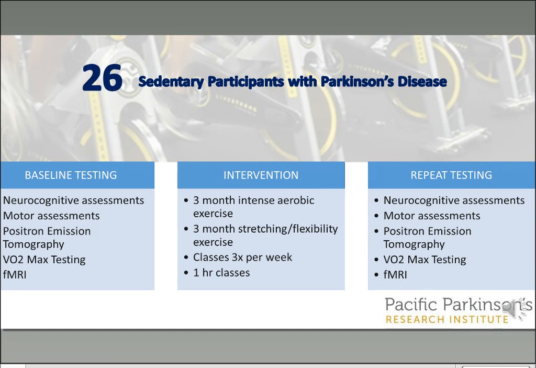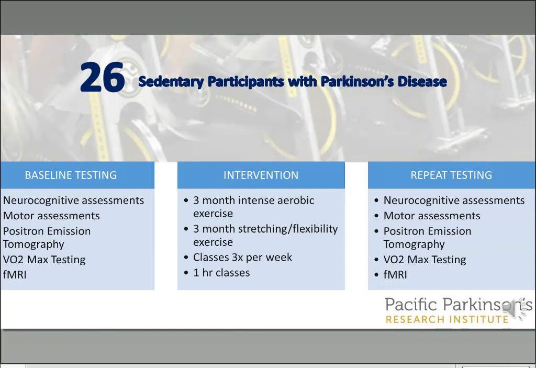So we recruited 26 sedentary participants with Parkinson's, and all the participants underwent baseline testing to provide us with a normal that we could then use to compare to our future measurements and calculations. The baseline testing consisted of neurocognitive tests, motor assessments, VO2 max testing, fMRI, and positron emission tomography, also known as PET scanning. And we'll discuss each of these a little bit more in depth in future slides.